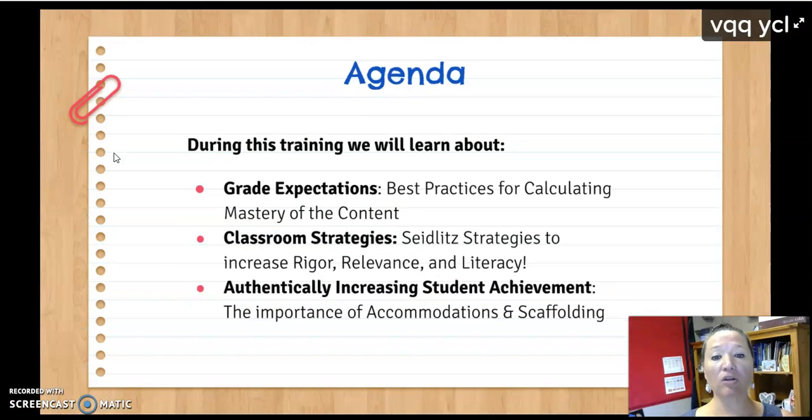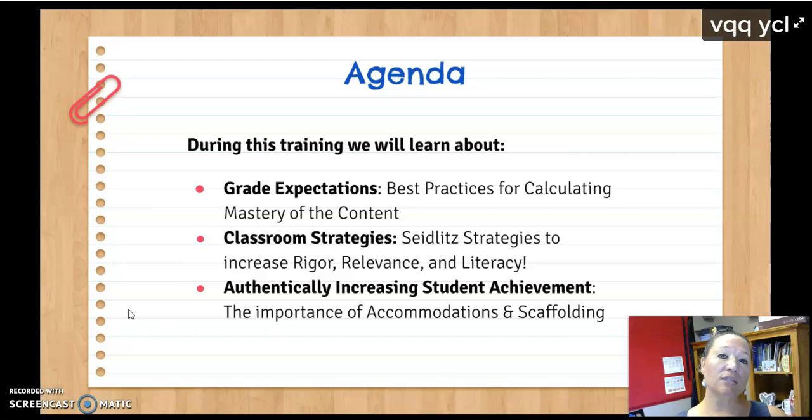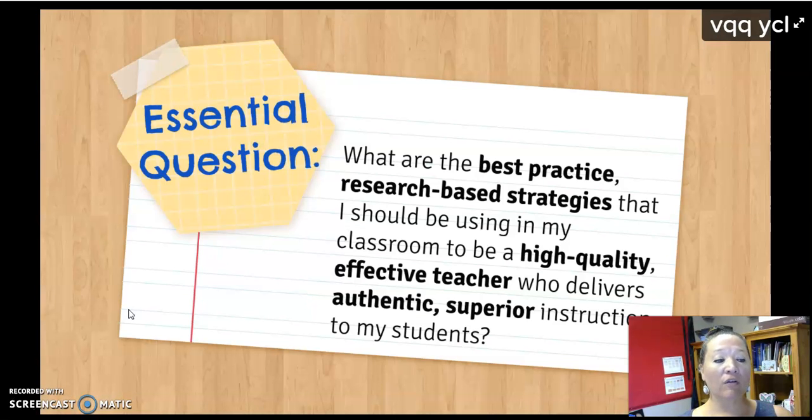We were going to talk about great expectations, classroom strategies, and authentically increasing student achievement. And the main thing to focus on in this last point is authentically increasing the achievement and realizing the importance of accommodations and scaffolding. Especially for a lot of our students, we have a lot of students that struggle, and so we really need to provide those accommodations and supports for them.